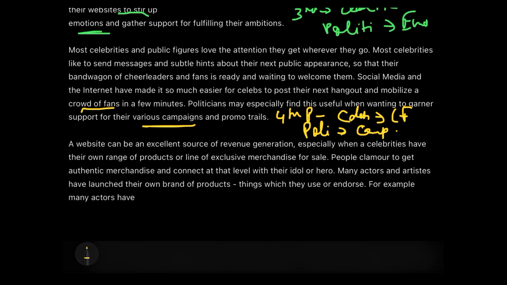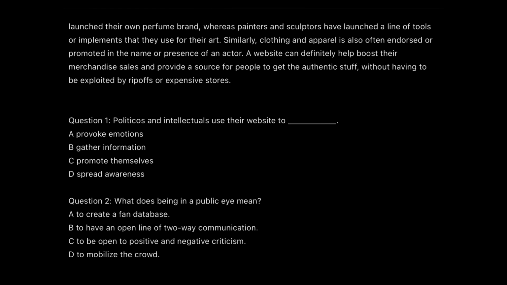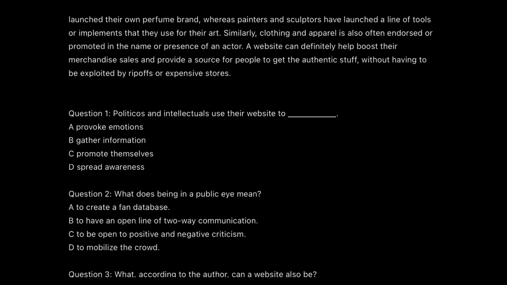Now the fifth one. The fifth paragraph says a website can be an excellent source of revenue generation, especially when a celebrity has their own range of products or line of exclusive merchandise for sale. People clamor to get the authentic merchandise and connect at that level with their idol or hero. Many actors or artists have launched their own brands which they use or endorse. For example, many actors, okay, let me scroll down, have launched their own perfume brand, whereas painters and sculptors have launched a line of tools or implements which they use for their art.